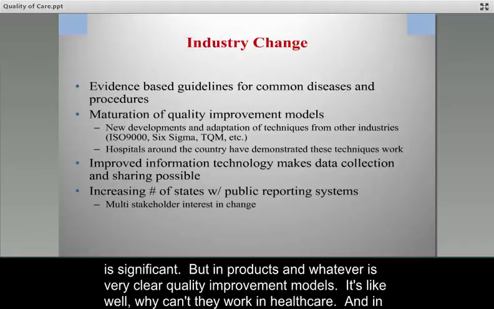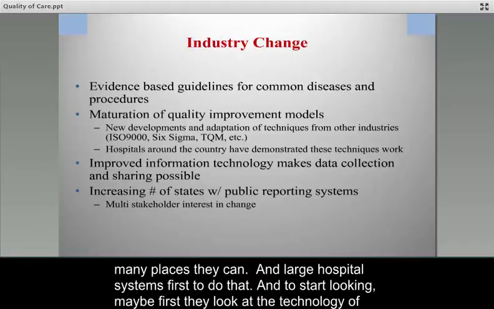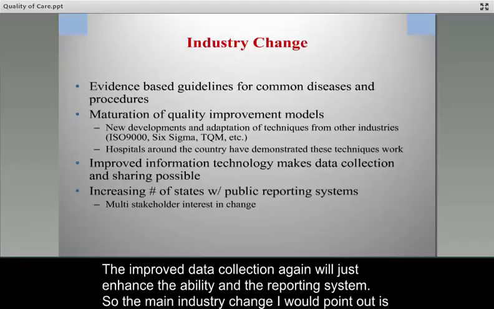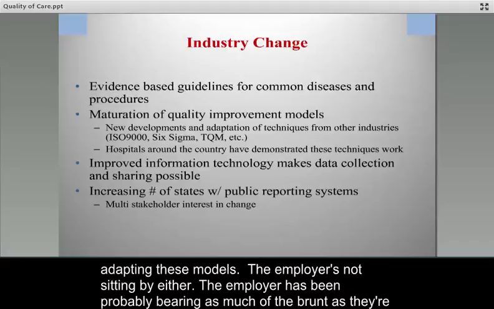And it's like, well, why can't they work in healthcare? And in many places they can. Large hospital systems have been the first to do that. Maybe first they look at the technology of making sure lab results are always accurate or medical testing is always accurate. But over time that can move on to other processes. The improved data collection, again, will just enhance the ability and the reporting system. So the main industry change I would point out is adapting these models.